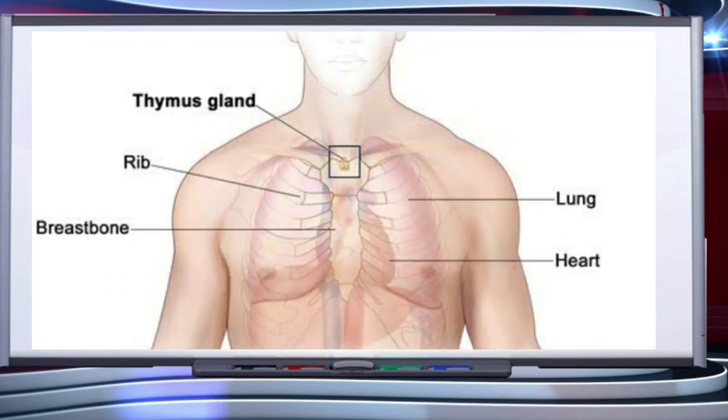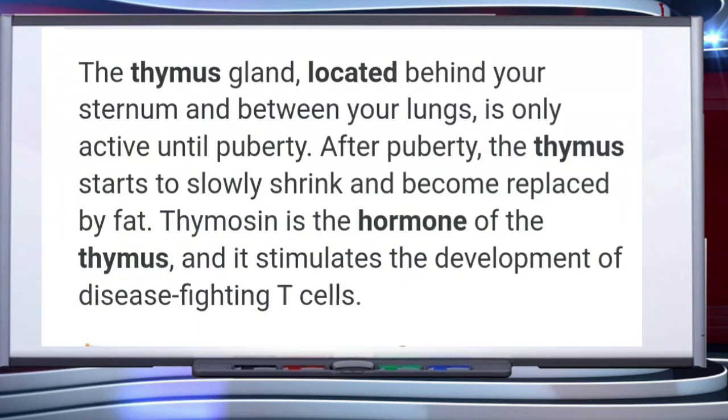The next gland we are talking about is thymus gland. It is located behind our sternum and between our lungs. It is only active until puberty. After puberty, the thymus starts to slowly shrink and become replaced by fat. The gland secretes the peptide hormones called thymosin.